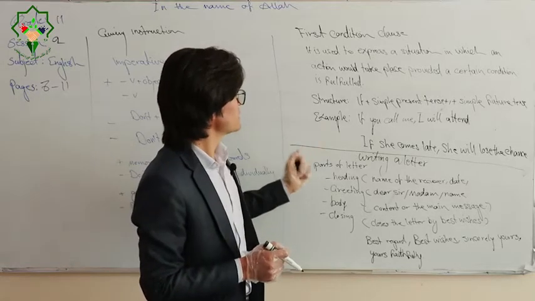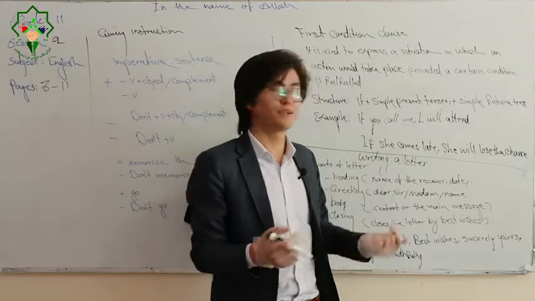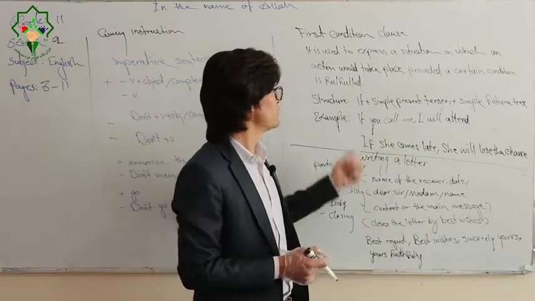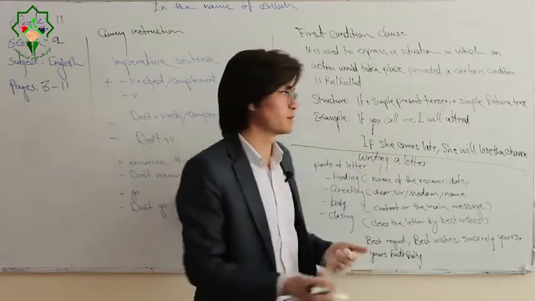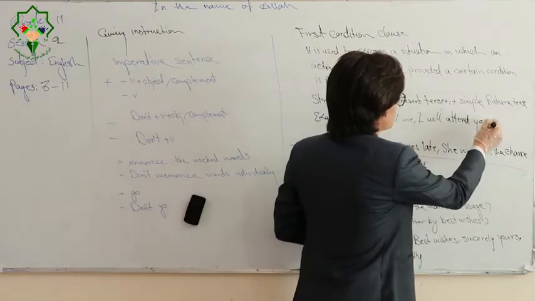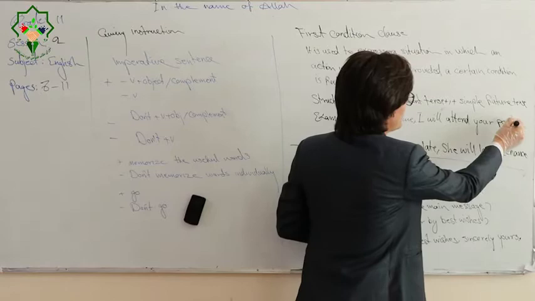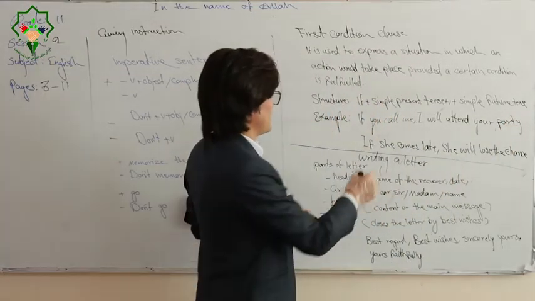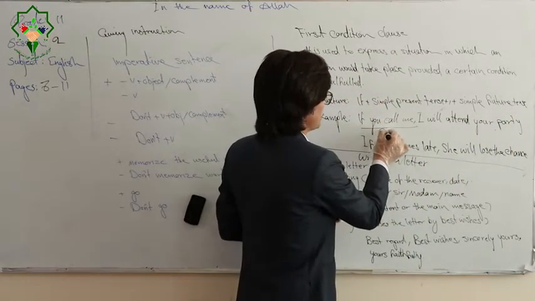So, here is an example. If you call me, I'll attend. For example, if you call me, I'll attend your party. Okay? Let me make it complete. I'll attend your party. Now, in this example, if you, this one is called what?